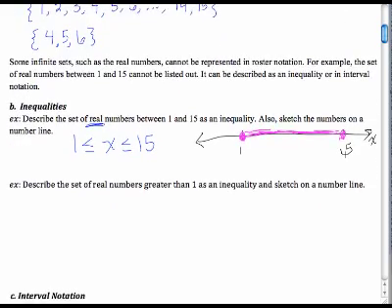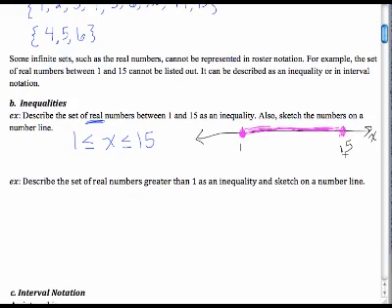As another example, can you describe the set of real numbers greater than 1 as an inequality and sketch it on a number line? If you're talking about real numbers greater than 1, that means x has to be greater than 1. I didn't specify greater than or equal to here, so I'm just going to stick with strictly greater than. On a number line, let's put 1. If it's strictly greater than 1, that means all the numbers bigger than 1, but not including 1.